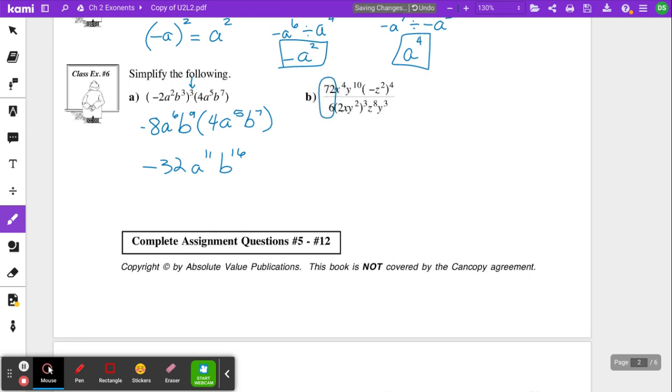There are no brackets. What's 72 over 6? 12. Okay, so I'm going to copy this down. I'm going to write a 12 here and be done with those. That's a 12. I'm going to copy the x to the 4, y to the 10. Now you have to be super organized right here.